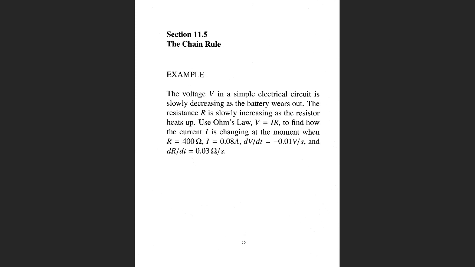Okay, all right. So let's see here. The voltage in a simple electrical circuit is slowly decreasing as the battery wears out. The resistance R is slowly increasing as the resistor heats up. We want to use Ohm's law, which says that voltage is equal to current times resistance, to find how the current is changing at the moment when the resistance is equal to 400.